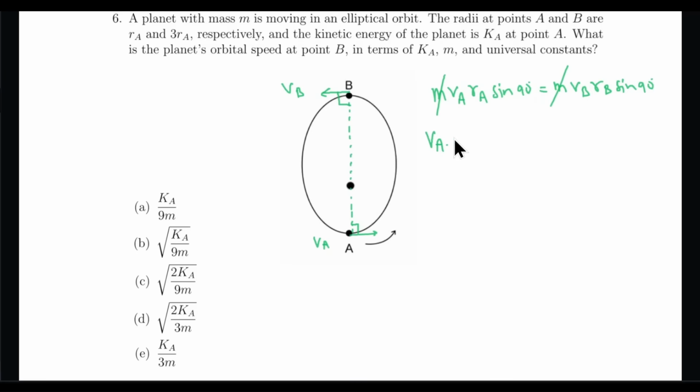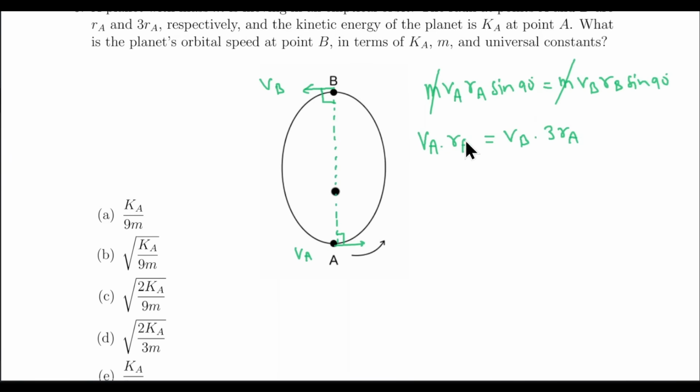VA I do not know. RA is just RA. Sine 90 is 1. VB is unknown. RB is 3 times RA given in the question, and sine 90 is 1. Okay, so this means that RA and RA is gone. So if we flip the omelette, then 3VB is equal to VA, and VB is equal to VA over 3. That's the velocity at B.